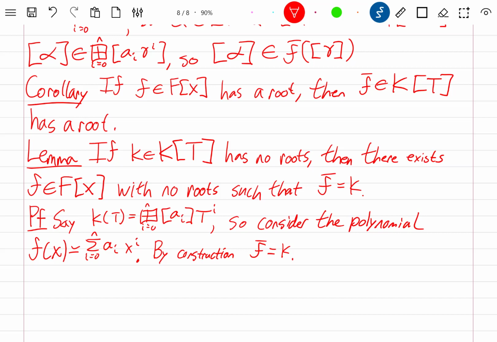So it just now amounts to showing that little f, my polynomial over my field, has no roots. And really, the a_i I choose here don't matter. You could pick any representatives for any of these. I'm just saying, pick whichever one you like. And for all of these, none of these will have roots. So by construction, f bar is k, and so now we just have to show that this f has no roots. So assume for the sake of contradiction that f does have a root.